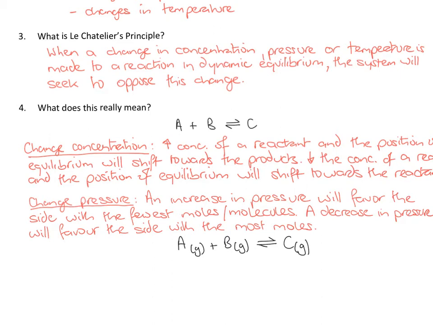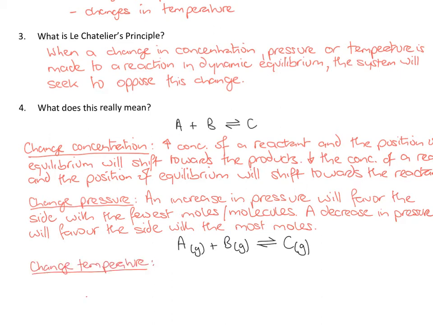Similarly, if we decrease the pressure in the system, Le Chatelier tells us that the system will seek to oppose that change, so it will want to increase the pressure back. So it's going to move to the side with the most moles, because that's the way it's going to increase the pressure, more particles hitting the side of the container. So if we decrease the pressure, it's going to move in this example to the left, because we have 2 moles on the left of gas compared with 1 mole on the right.